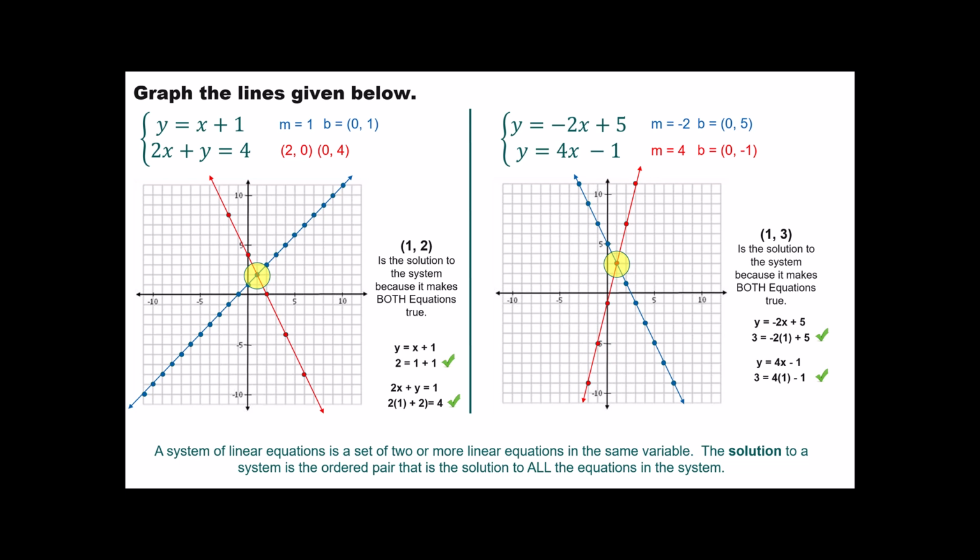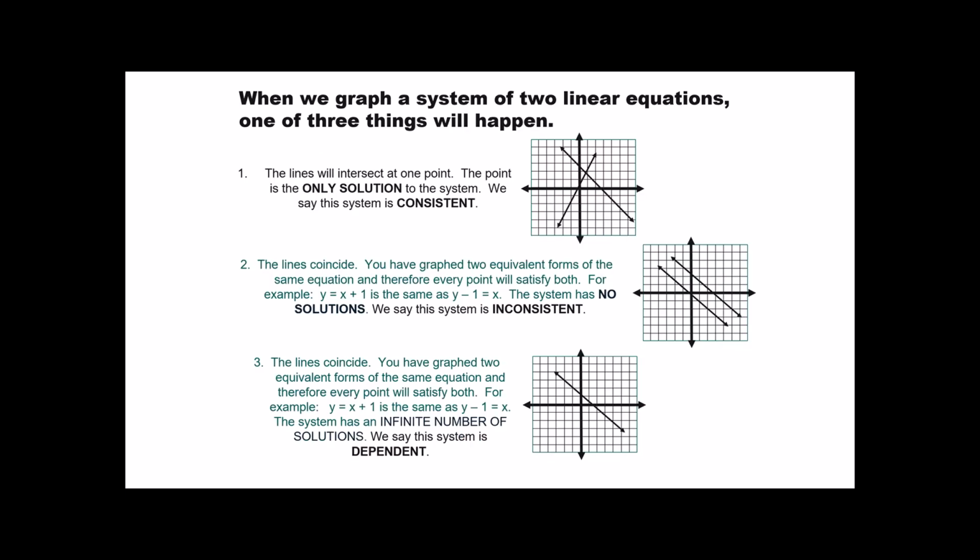Not too bad, right? Tell you what, there are 3 things that can happen when we do this type of problem. Number 1, like what happened on our last slide, you cross at a single point. Those kinds of systems have one solution. They are referred to as consistent, a system that is consistent.